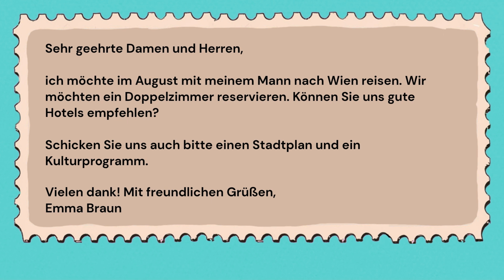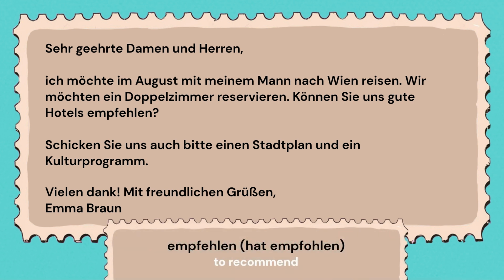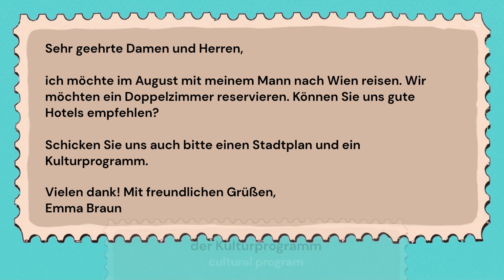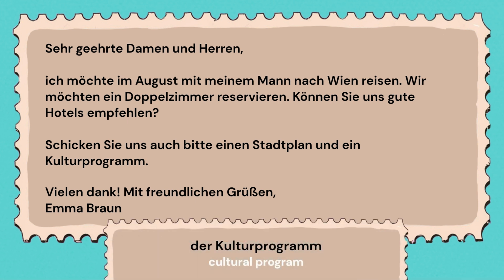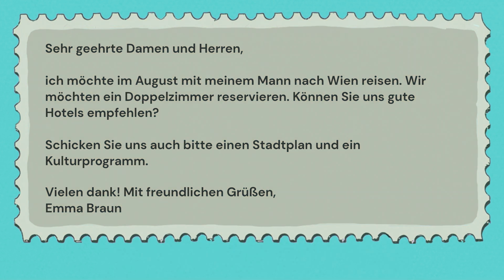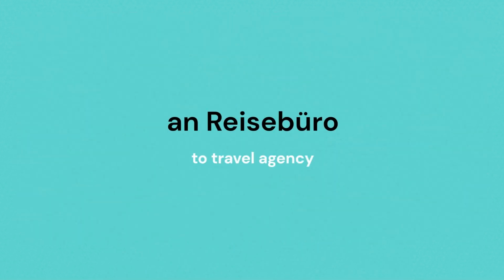As you can see, instead of viele Grüße, you can also use mit freundlichen Grüßen. And the verb empfehlen is a new verb. It is nicht trennbar. You can ask for a Kulturprogramm. That means a program which contains information about theater, films, etc. Sometimes you can also be asked to write to a travel agency or a travel office. An Reisebüro. Let's look at an example.